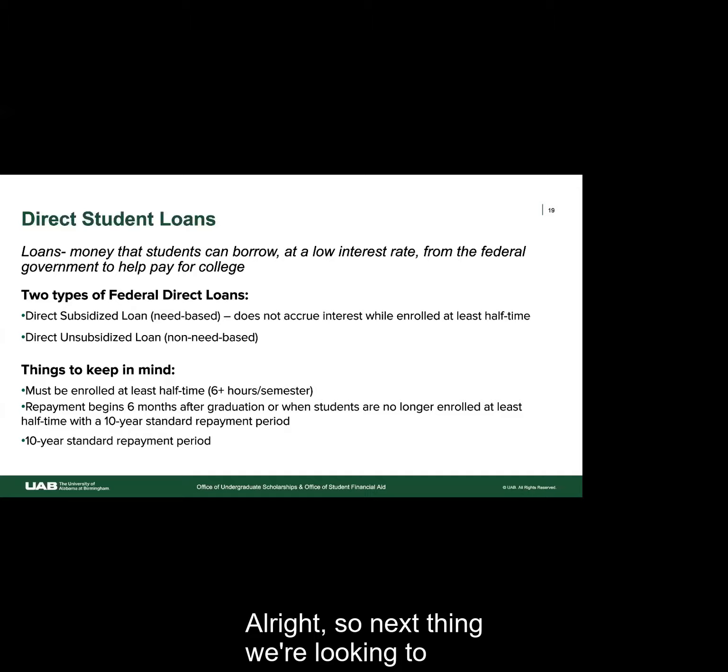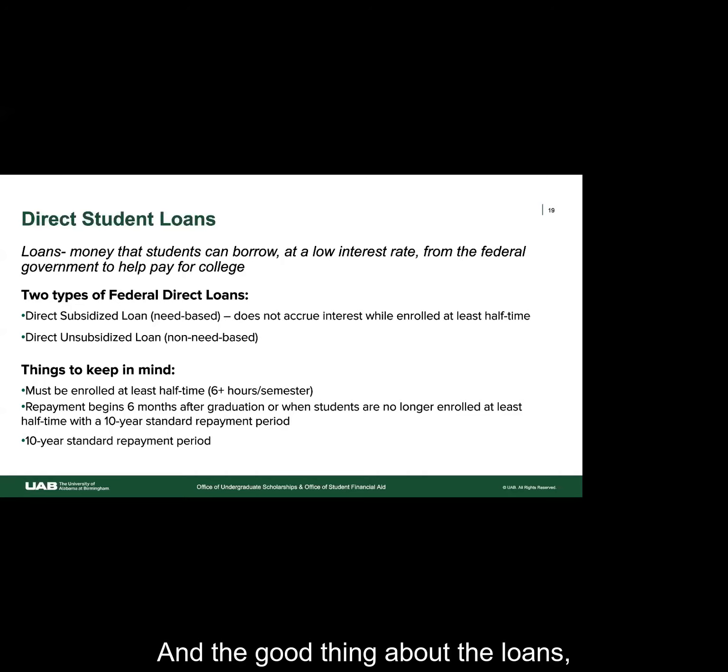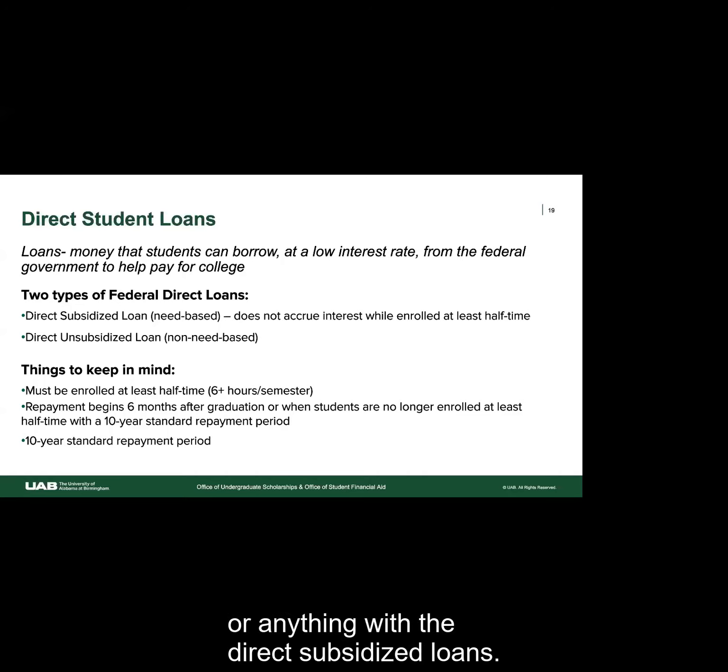All right, so next thing we'll look into is your direct student loans. Loans are money that students can borrow at a low interest rate from the federal government to help pay for college. The good thing about the loans is there's no credit check involved with the direct subsidized loans. It's a low interest loan, and there are no payments while you're in school. Your subsidized loans are need-based, so they will not accrue any interest while you're enrolled at least half-time. Your direct unsubsidized loans are non-need based, which means they will accrue interest after each disbursement.